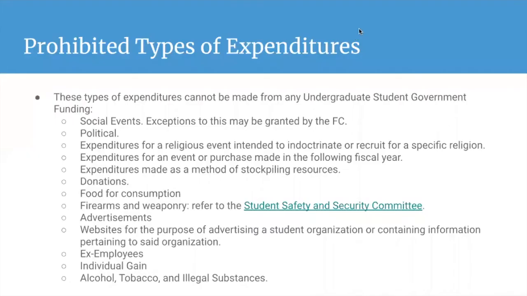Here is a list of prohibited types of expenditures. These types of expenditures cannot be made from any undergraduate student government funding. This includes social events, political events, expenditures for a religious event, expenditures for an event or purchase made in the following fiscal year, expenditures made as a method of stockpiling resources, donations, food for consumption, firearms and weaponry. Of course, for this, refer to the Student Safety and Security Committee.